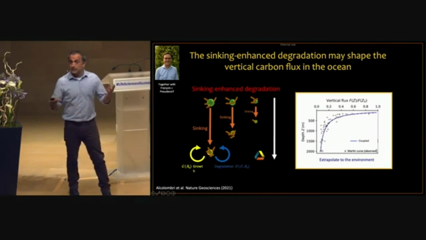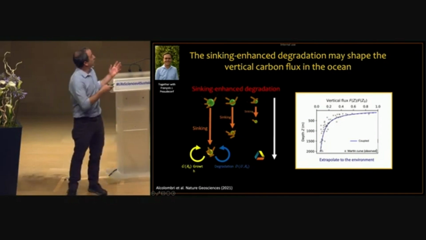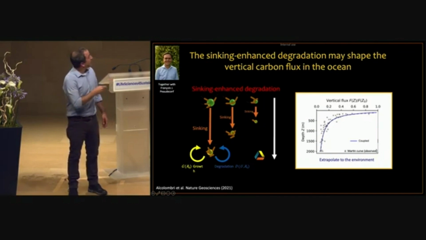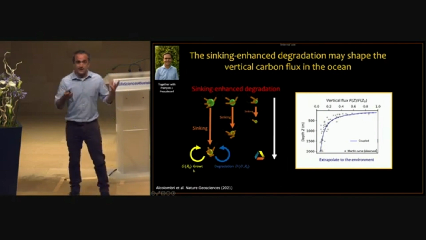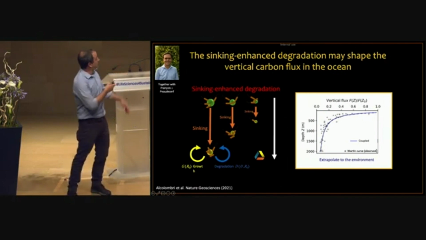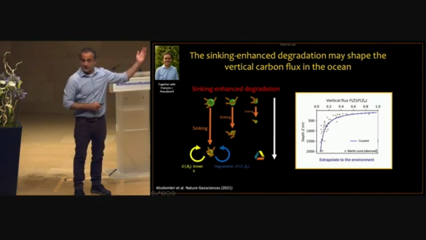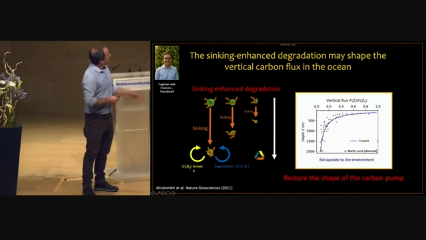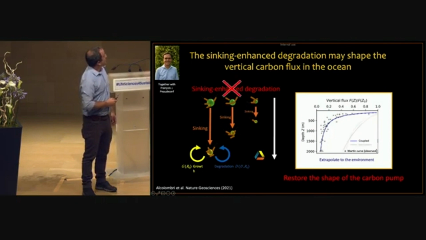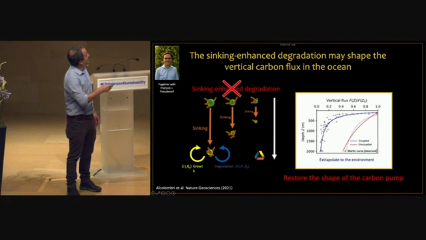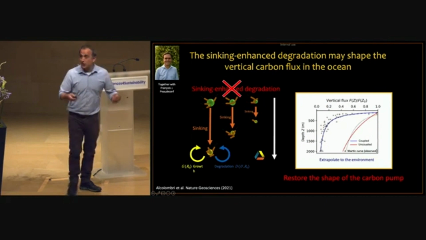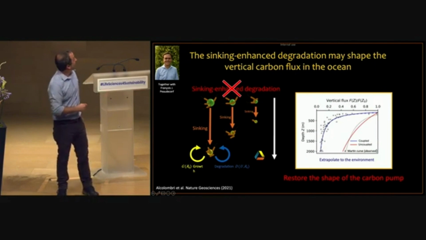Okay? For many years, people have been trying to model and understand why this is the shape of the biological pump. This is vertical carbon flux as a function of depth. And now we have a mathematical model, and we understand the bits. We understand what the things are that control this degradation process, and we can describe quite nicely what is going on in the ocean. So we could first restore the shape of the carbon pump, and another thing we can do, if we get rid of this sinking enhanced degradation, is get a carbon pump which is no longer functioning correctly. Okay?